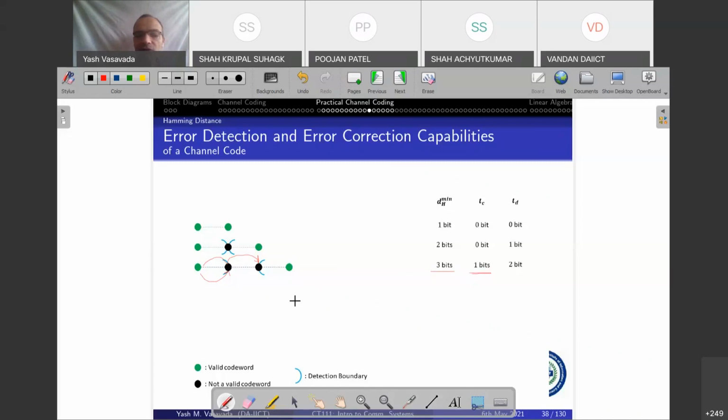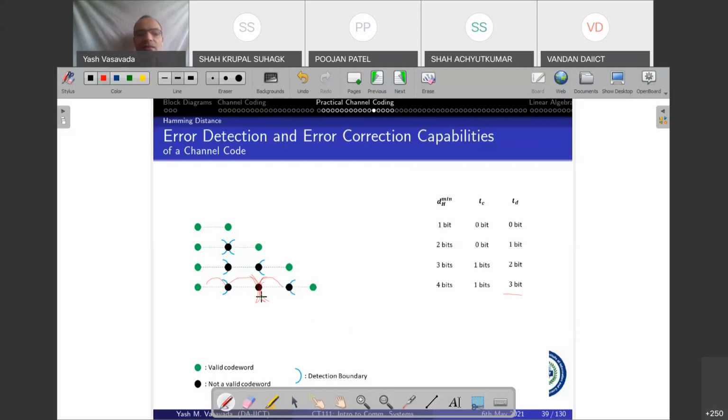Okay, what if DH-min is 4 bits? Well, the diagram looks like this. TD goes up to 3 bits, right? 1, 3. But unfortunately, I cannot increase TC to be 2 bits because if I do TC of 2 bits, then I have to draw 2 Hamming spheres which are touching each other like this.